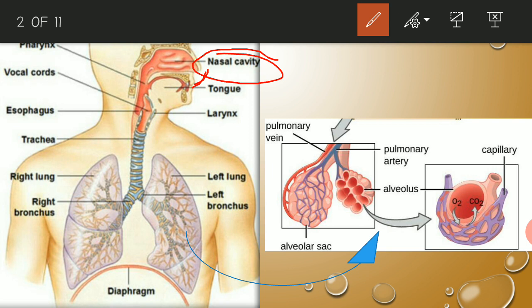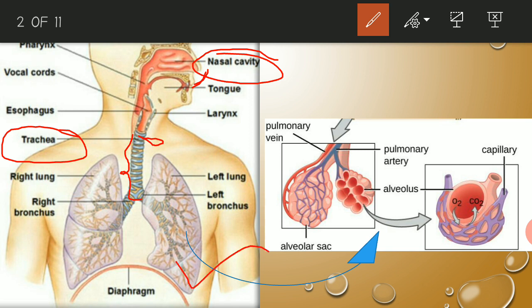After the nasal cavity, the next part is a tubular structure, and that is the trachea or the windpipe. See here, the trachea is a tubular structure that is supported by cartilaginous C-shaped rings. These C-shaped rings cover the whole length of the trachea and give support to it. After that, the trachea is branched into two parts and enters the lungs.